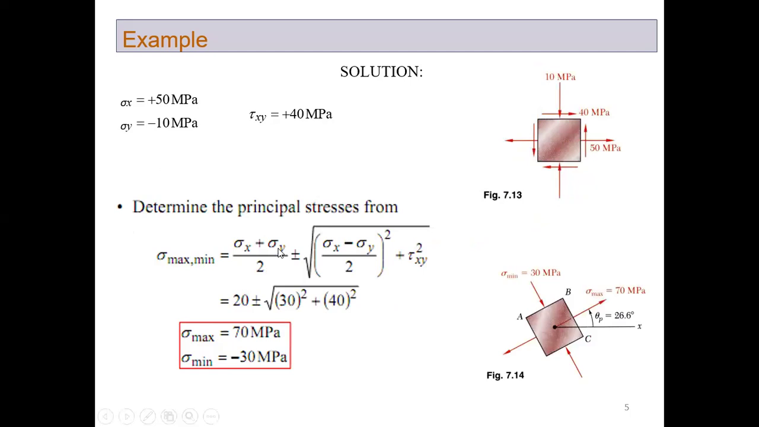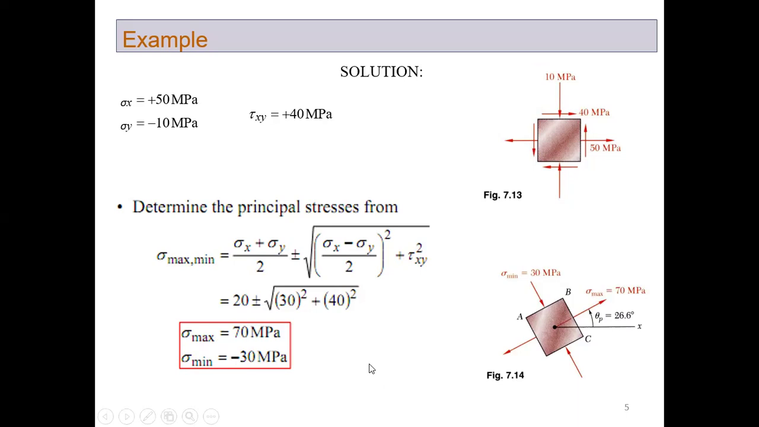Next, we have to plug the values into this analytical model in order to find the values of the principal stresses. Just plugging the values and doing the calculation with the plus sign, we would get sigma maximum equal to plus 70 MPa, meaning that it is tensile. And when we use the minus sign and do the computation, sigma minimum is equal to minus 30 MPa, meaning it is compressive.